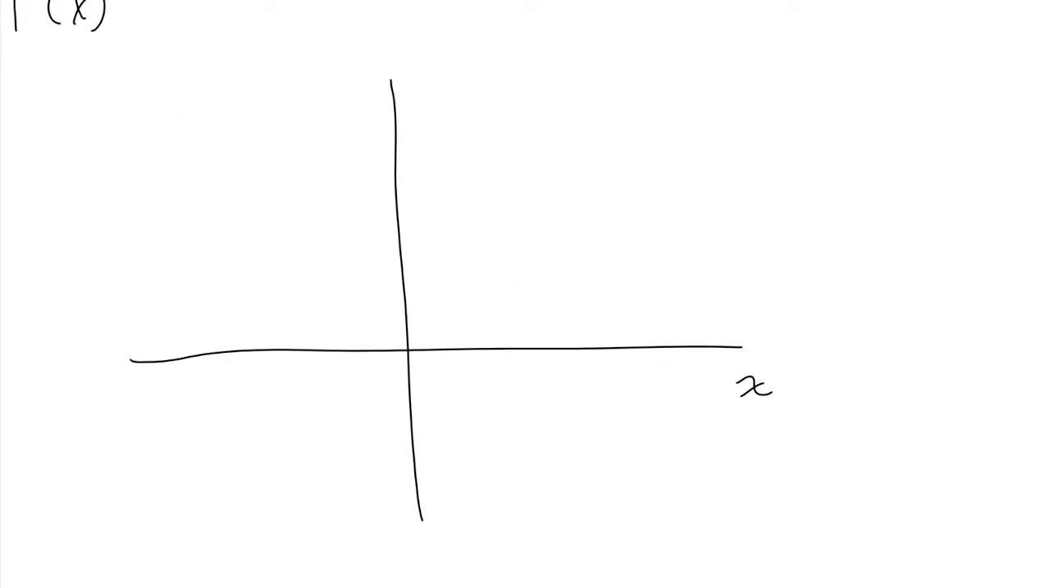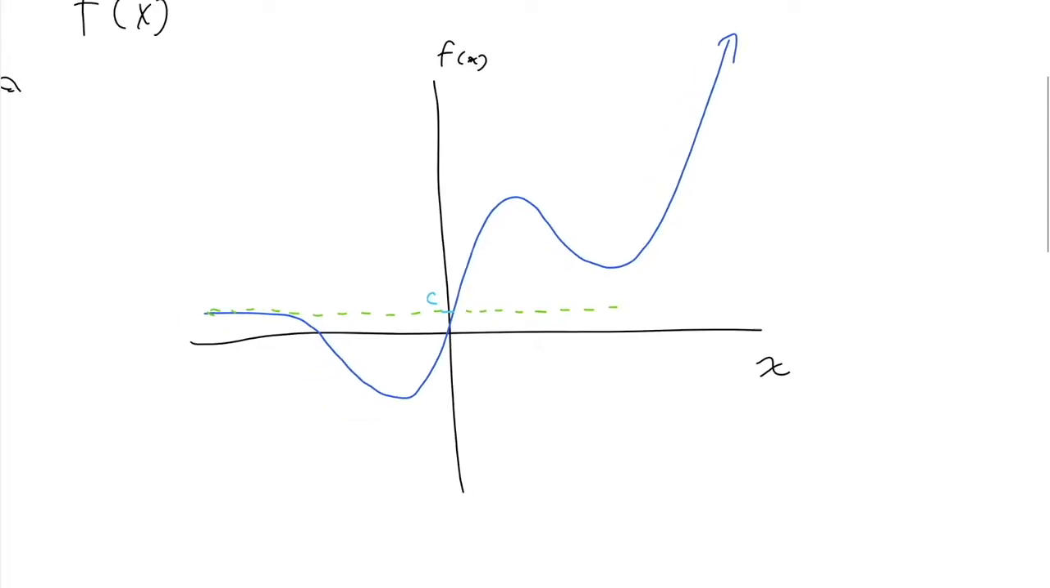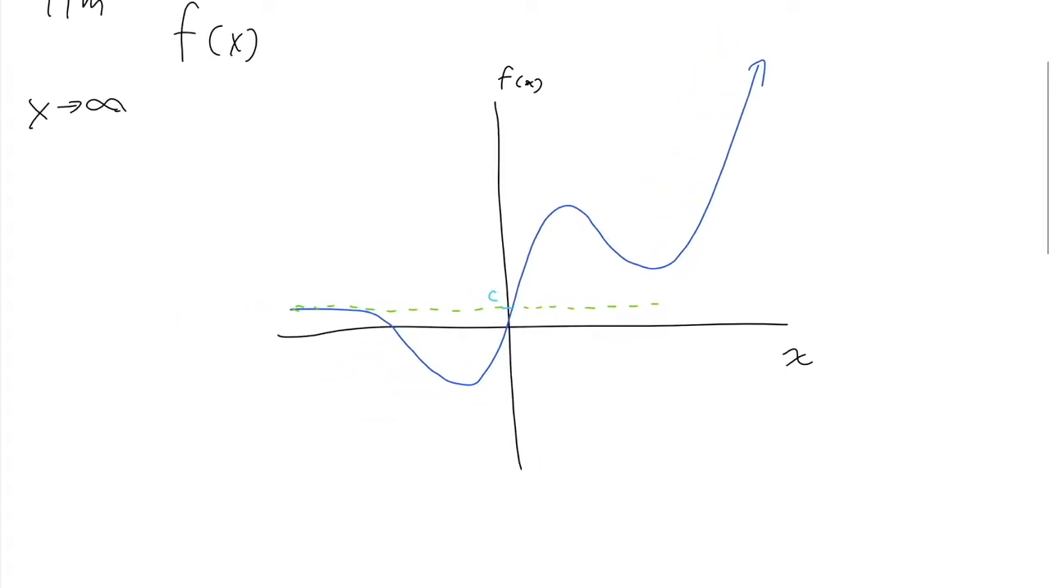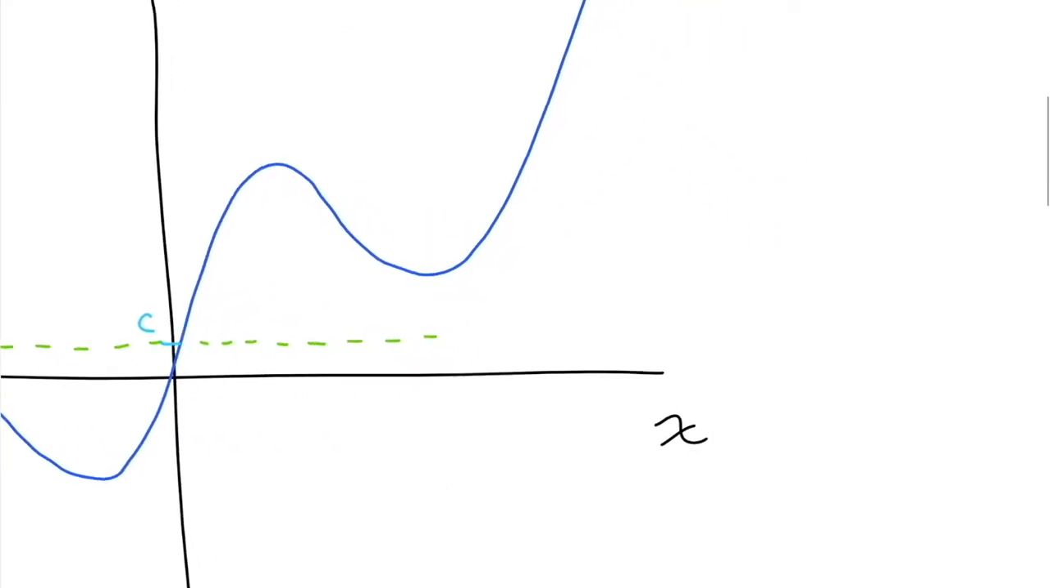So let's see, on this set of axes, let's make this the x-axis, and this is the f of x axis. And so let's say the function looks something like this. And so we have a horizontal asymptote right here at like value c. So let's take the limit as x takes on larger and larger values. So let's look right here.